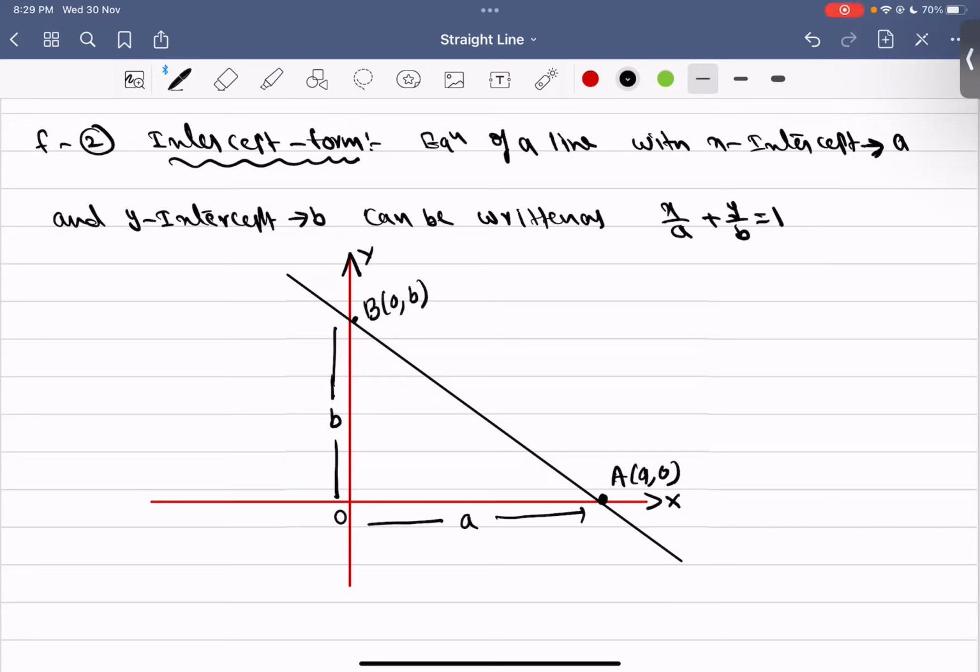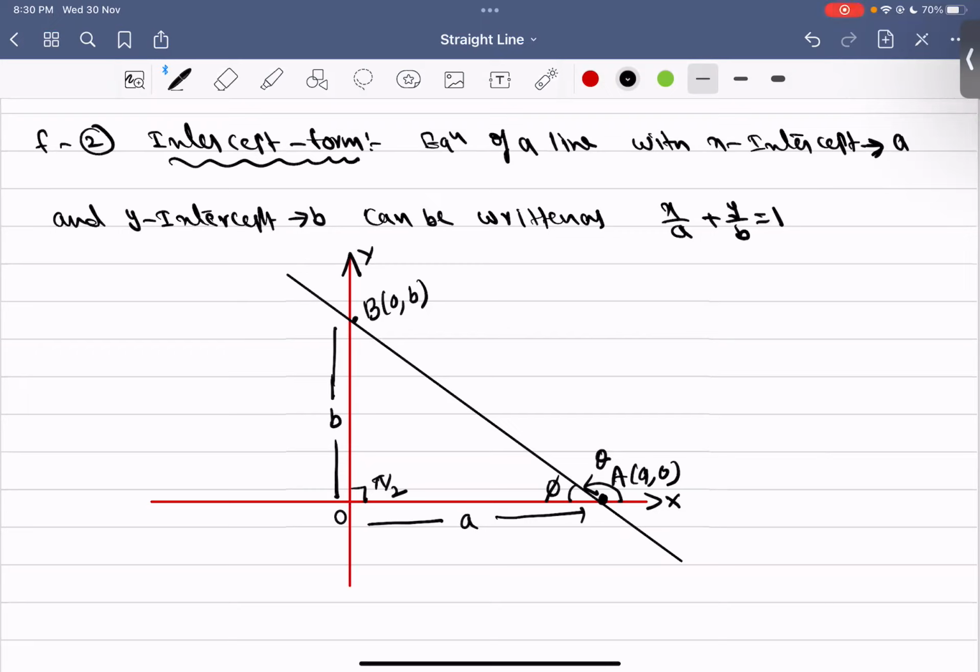Now we need to express this line in the form x by a plus y by b is equal to 1. To prove that, what I do is, this angle is 90 degrees, pi by 2. Let this angle be some phi, and this angle, the angle made by the line with the positive direction of the x-axis, you take as theta.